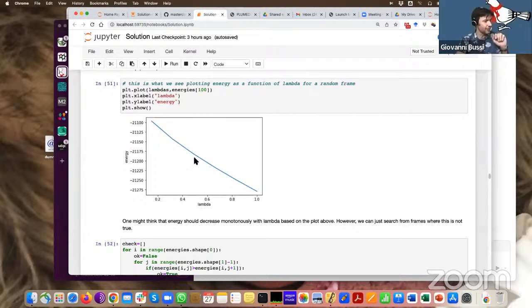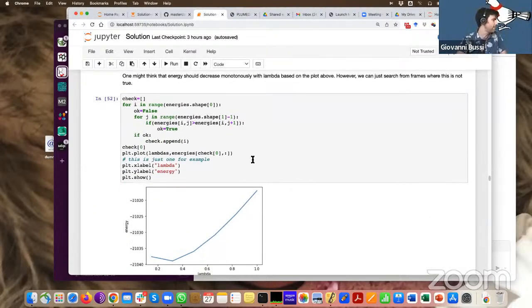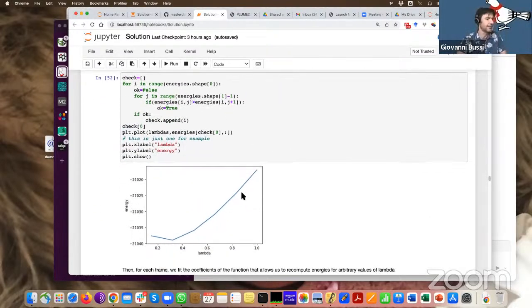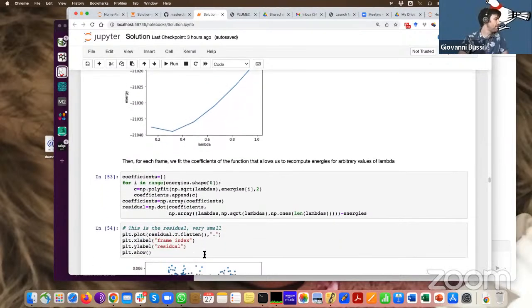In most cases, it's going to decrease in this way, but you can cherry pick cases where this is also increasing, for instance. But whatever you do, you will always find points placed along something which is a parabola if you plot it as a function of square root of lambda. Okay, so you can do a fitting.